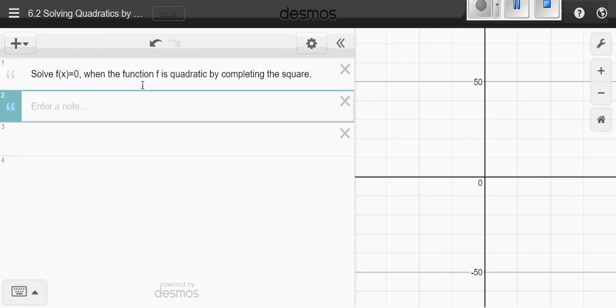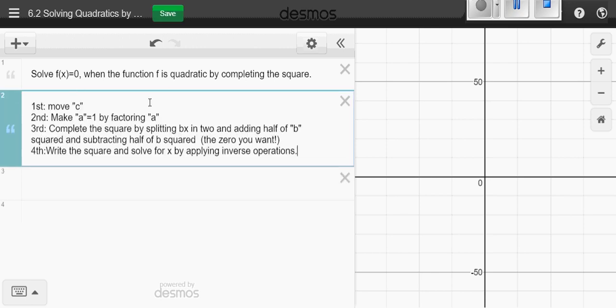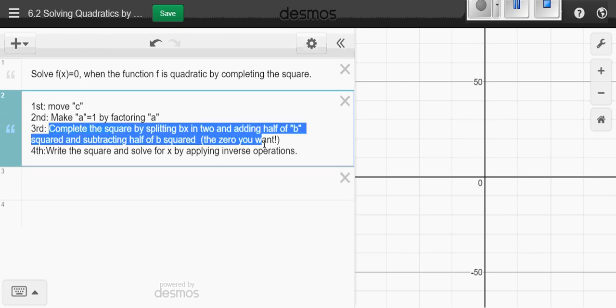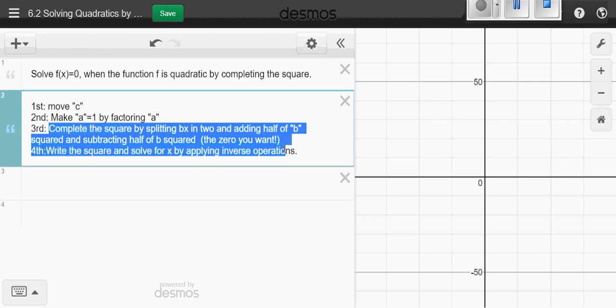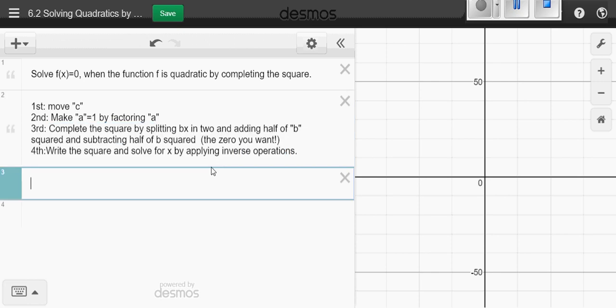Solve for f of x when the function f is quadratic by completing the square. That's this procedure. First, we move c. Second, we make a equal to 1 by factoring a. Third, complete the square by splitting b in half, adding and subtracting b squared. And fourth, write the square for x by applying inverse operations.